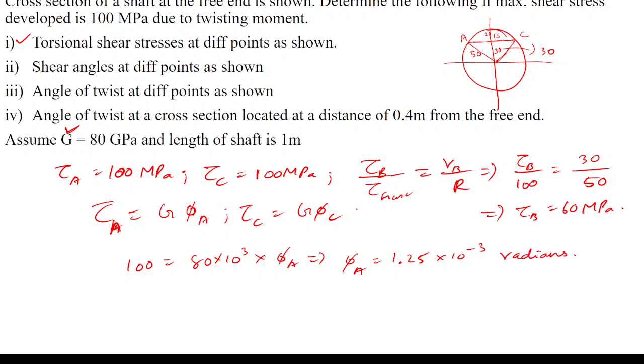Radians, okay, which is equal to phi c, or we can say which is equal to phi max also. So from this, how can you calculate the value of phi b?